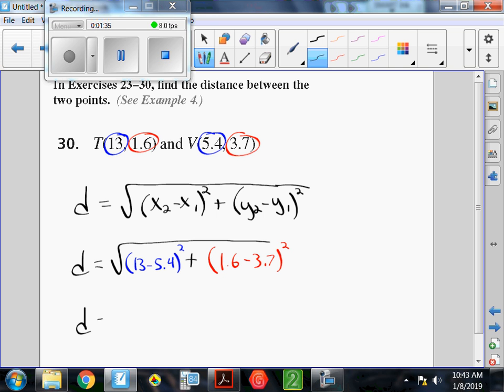So now I have distance equals the square root of 13 minus 5.4 is 7.6. So 7.6 squared. And then 1.6 minus 3.7 is negative 2.1. I always write my negative sign inside a parentheses so that if I'm using my calculator, I can work that out. So 7.6 squared plus inside of parentheses negative 2.1 and then squared gives me 62.17.